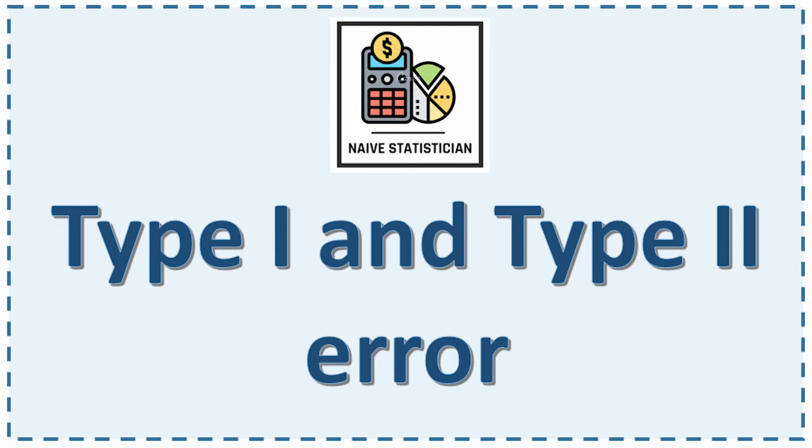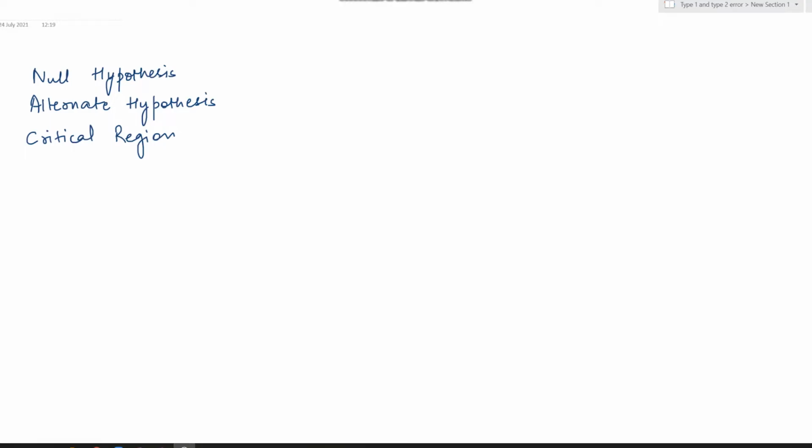In this video, we are going to talk about what is a type 1 and type 2 error, which error is more significant. We are also going to understand some of the important terms like null hypothesis, alternate hypothesis, critical region, and we'll also look at how to calculate type 1 and type 2 error.